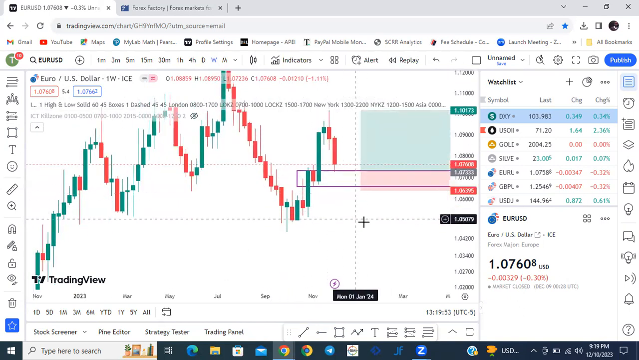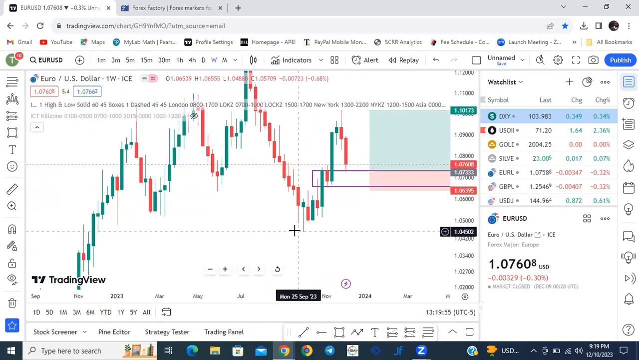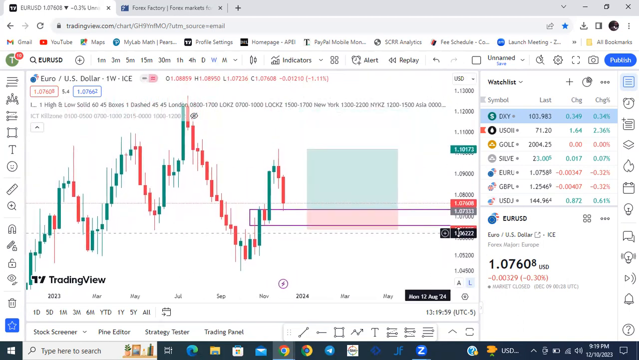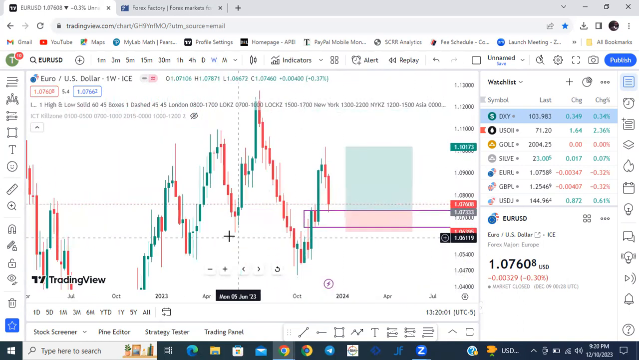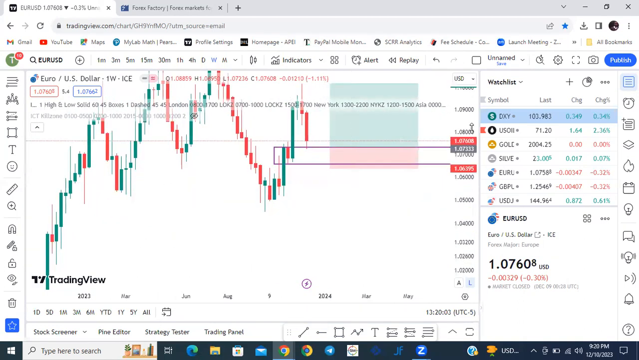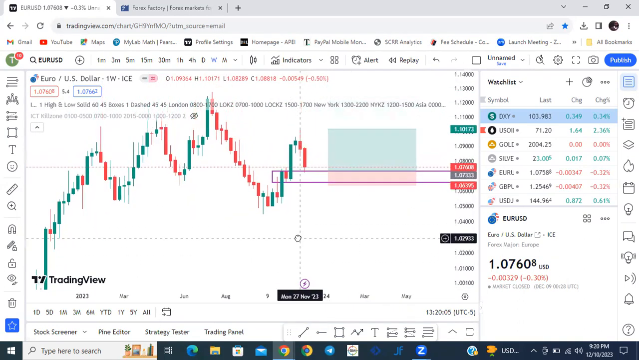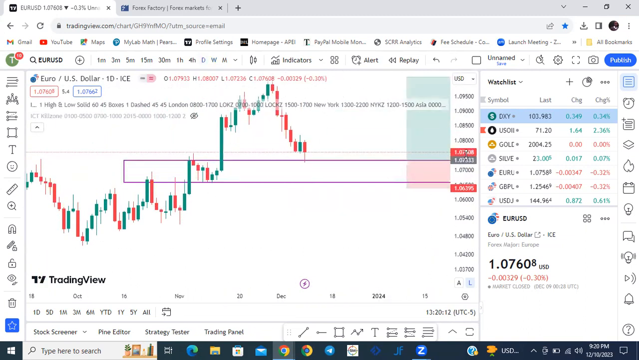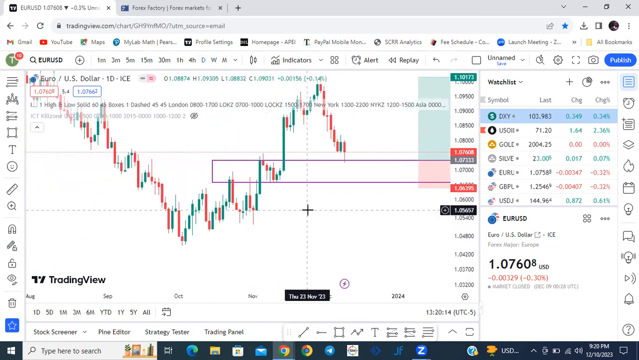But again, we can see here the price is trying to form higher highs and higher lows. So the price is trying to change trend at this level, the higher highs and higher lows. So from the daily time frame, let's see what we have.